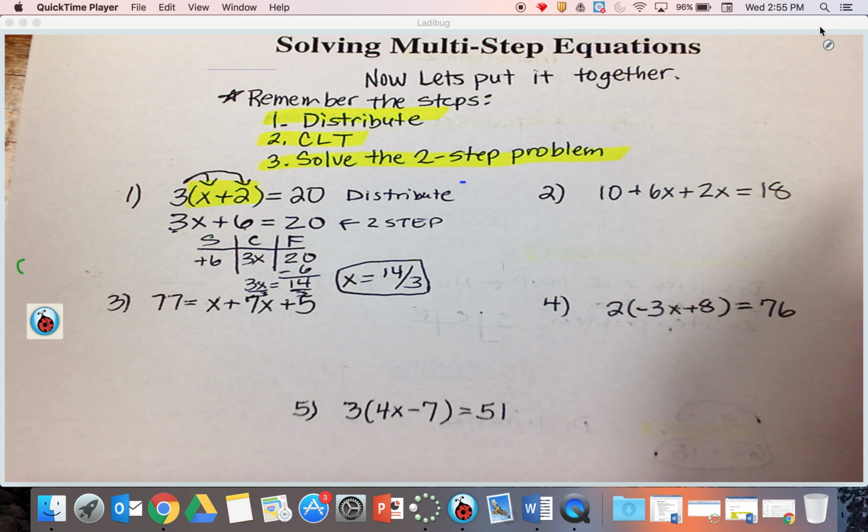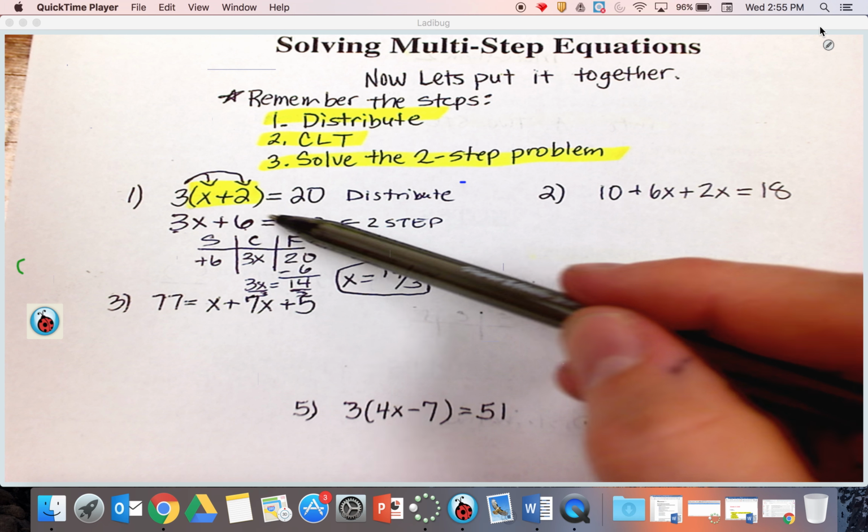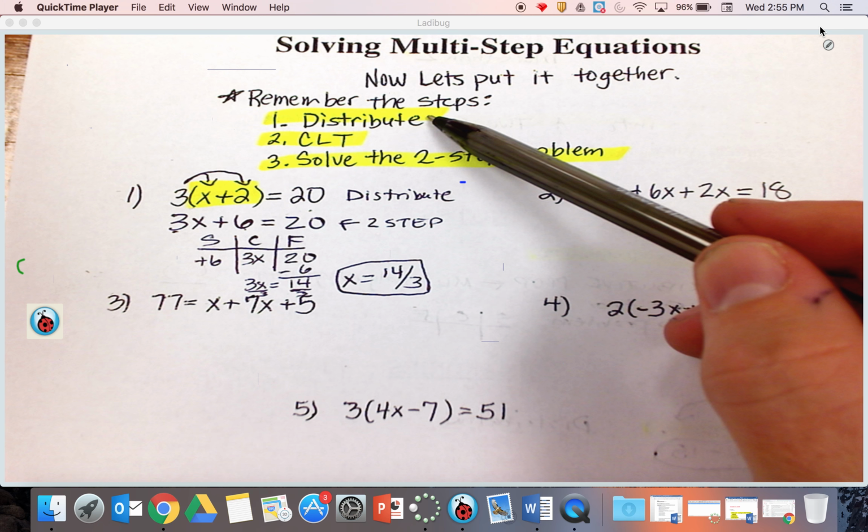Who cares if we got a fraction? The key is, what did we do? We took our original problem. First step was to distribute.